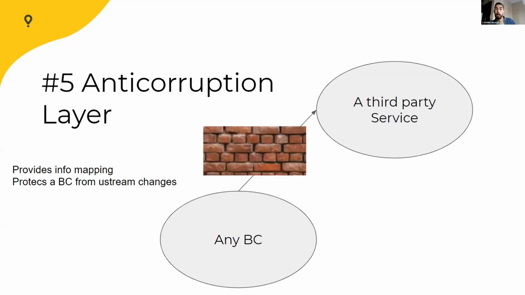One of these means is the anti-corruption layer, that is the fifth pattern. Anti-corruption layer is more about integration than collaboration. It means that we create a layer inside our bounded context that maps the information from the other bounded context and lets us evolve independently, because if the API changes, we should change only the mapping code inside the anti-corruption layer.